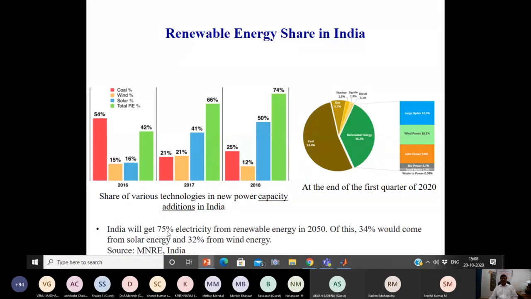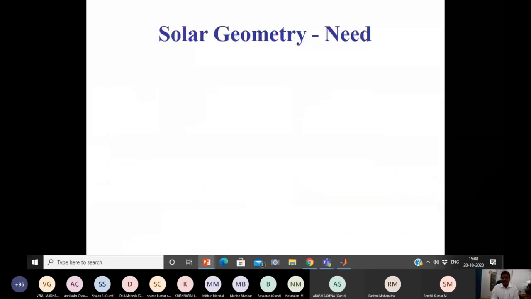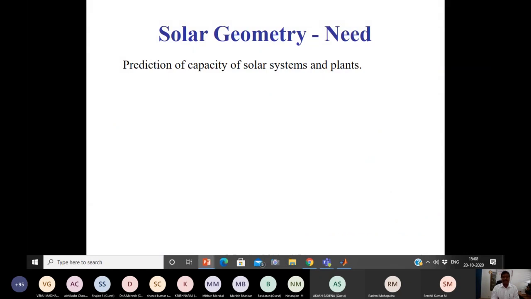According to the predictions, India will get 75% of its electricity from renewable sources of energy in 2050. Out of this 75%, the major role is solar energy. 34% would come from solar energy and 32% from wind energy. So this is the data we received from MNRE.